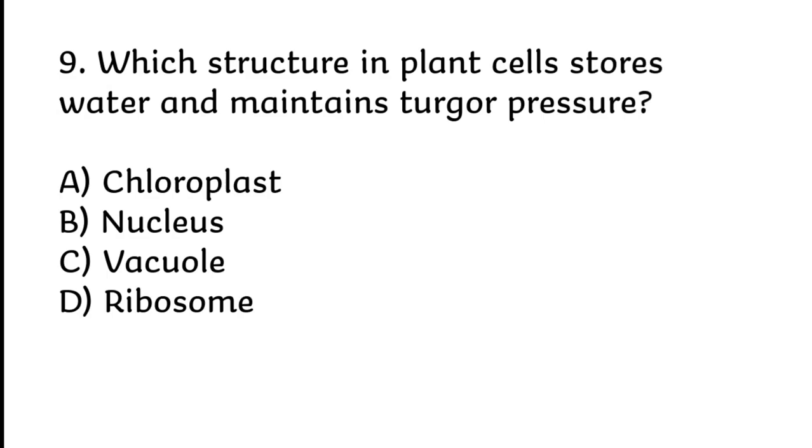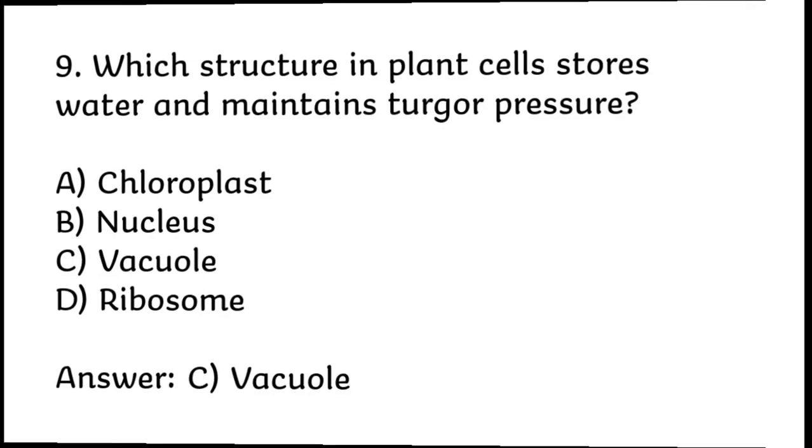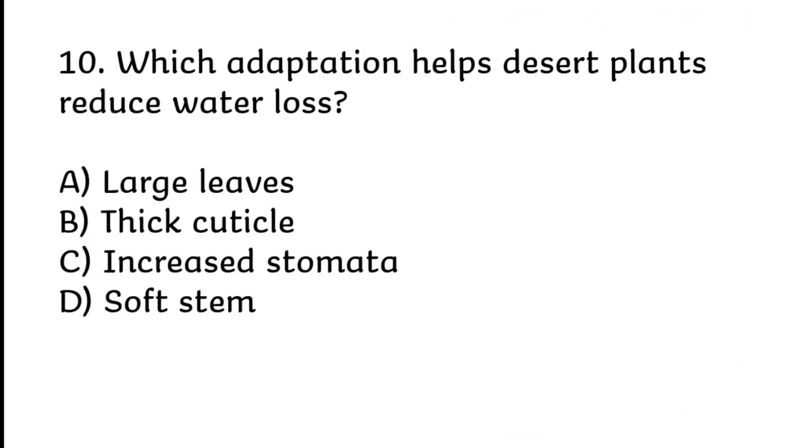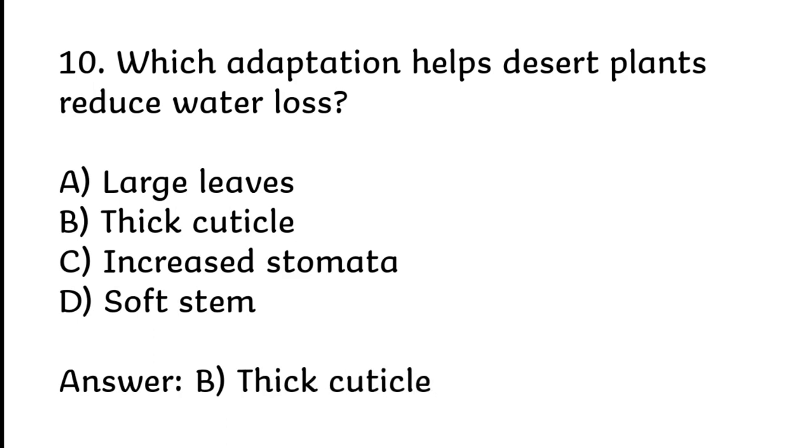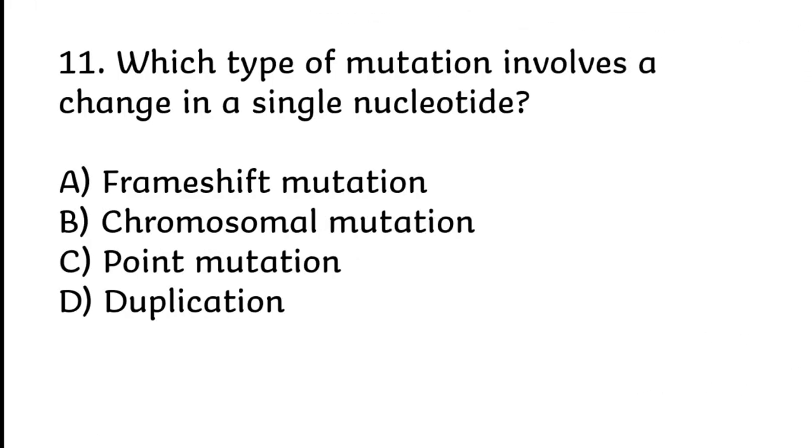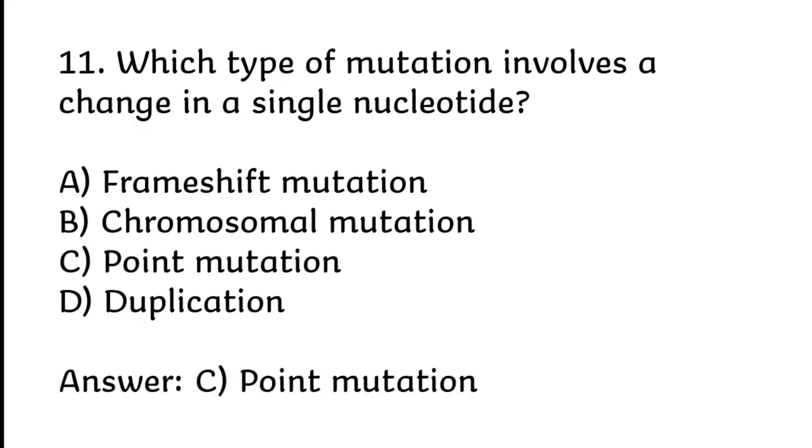Which structure in plant cells stores water and maintains turgor pressure? Correct answer is vacuole. Which adaptation helps desert plants reduce water loss? Correct answer is thick cuticle. Which type of mutation involves a change in a single nucleotide? Correct answer is point mutation.